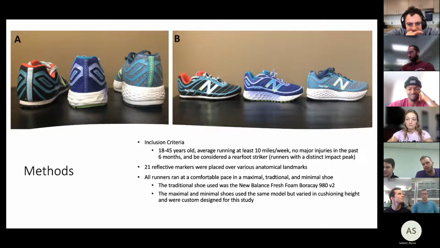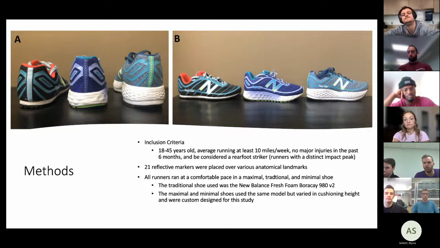And they did this not by a qualitative assessment, just by looking, if they land with their rear foot like we do when analyzing gait, but by using a force plate and seeing if they had a distinct impact peak. Then they'd say, okay, these runners are more of a rear foot striker. So just kind of a kinetic factor as opposed to kinematic. 21 reflective markers were placed over various anatomical landmarks. So greater troch, medial and lateral malleolus, a whole bunch of lower quarter landmarks. And then all runners ran at a comfortable pace in a maximal, traditional, and minimal shoe.